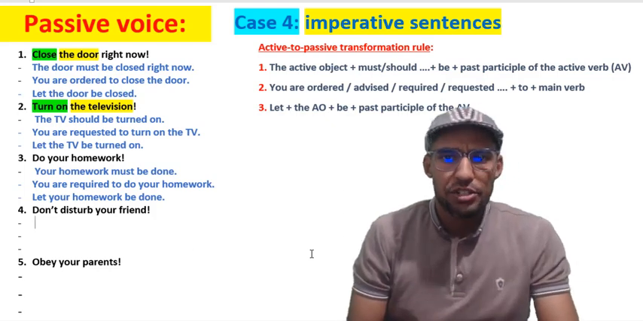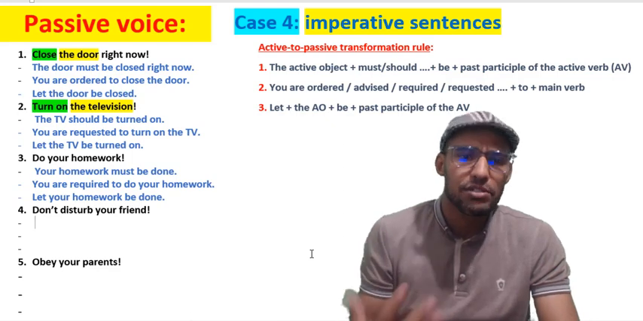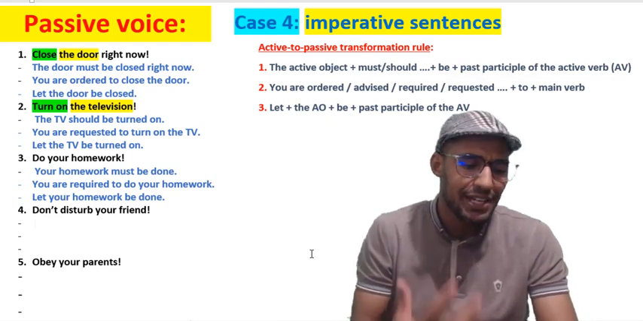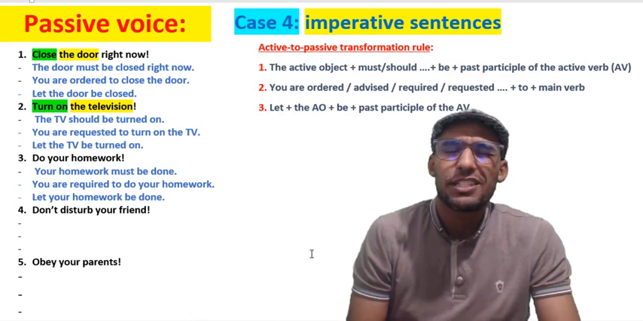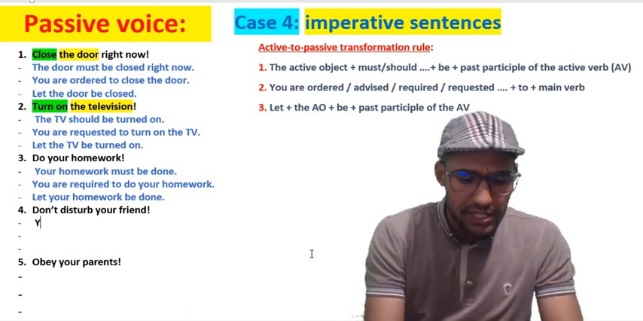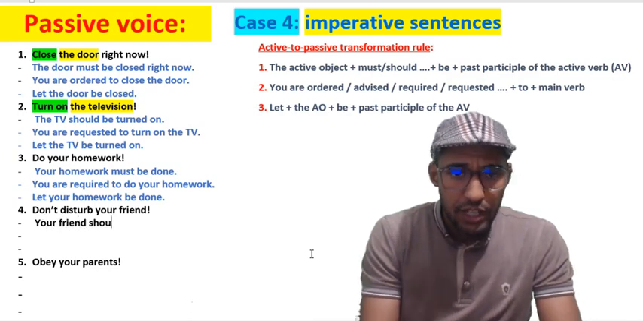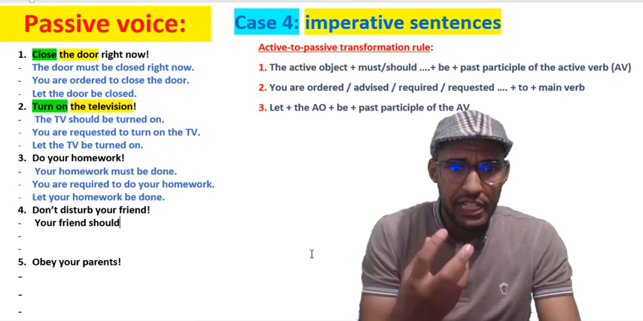So let's use should, because it has this moral obligation, maybe. Talking about not disturbing others and so on. That's a kind of moral obligation. Let's use should, guys. Don't disturb your friend. So let's start with the object as usual. Your friend. We keep the negation as it is.